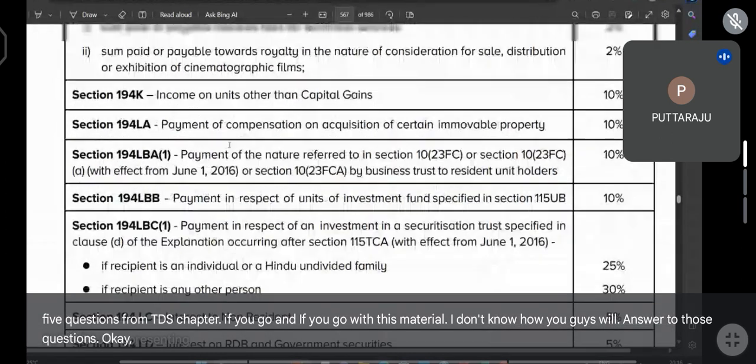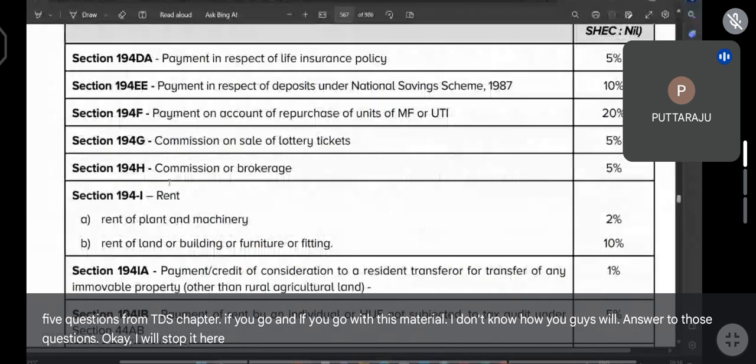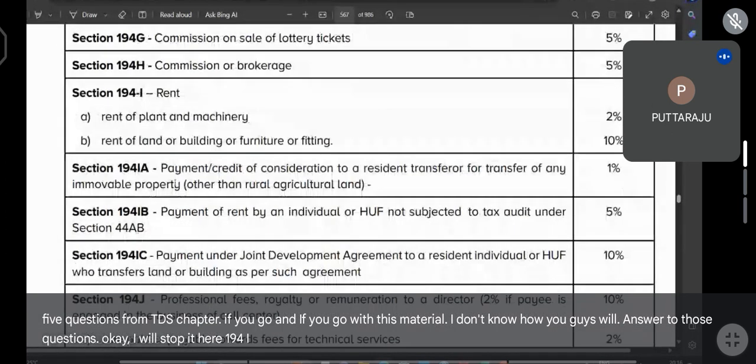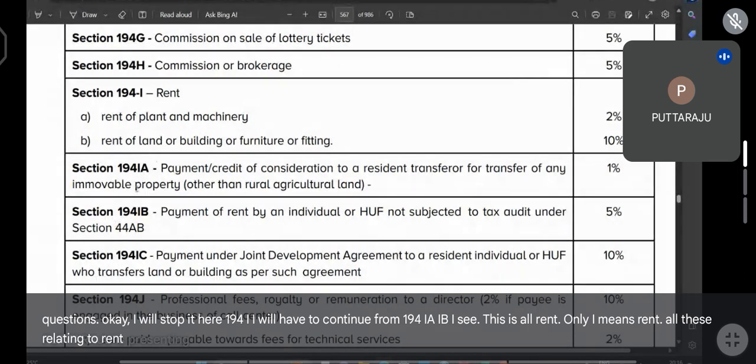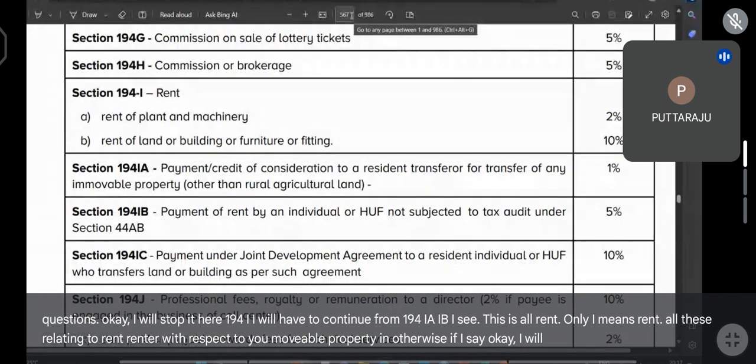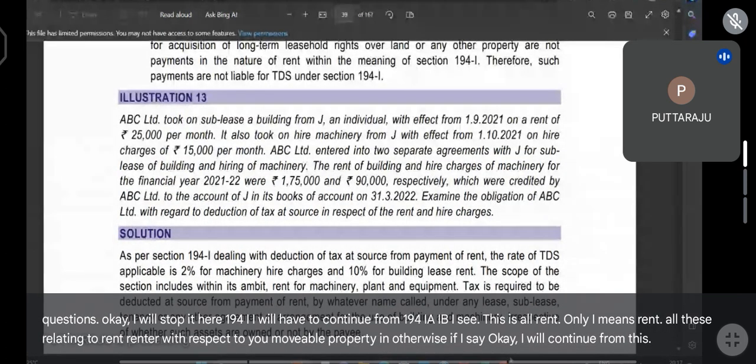Okay, I will stop it here. 194I: I will continue from 194IA, IB, IC. This is all rent only. I means rent. All these relate to rent, or with respect to immovable property. I will continue from this page number 567.